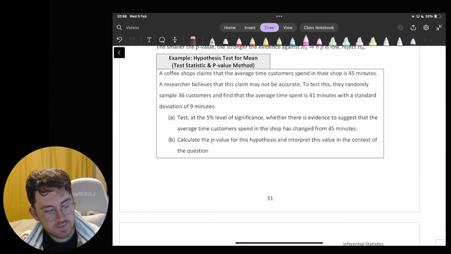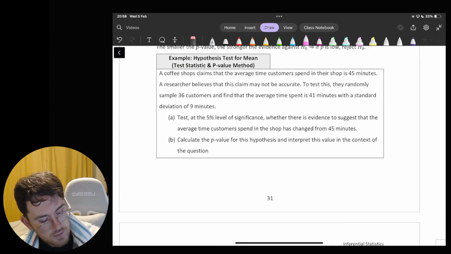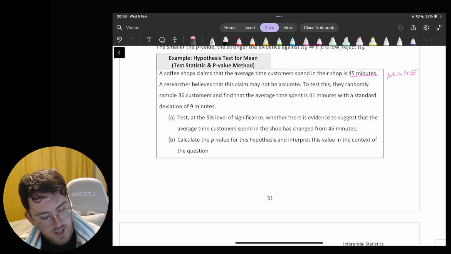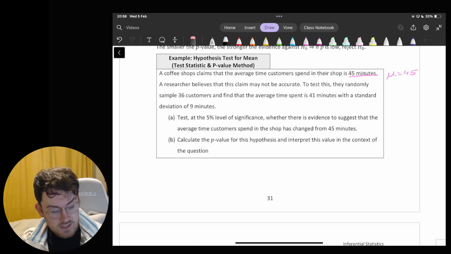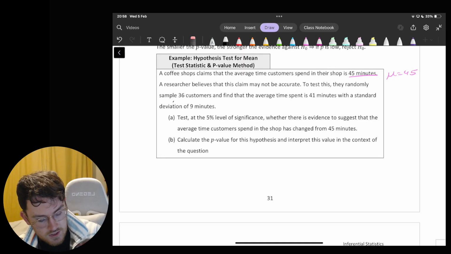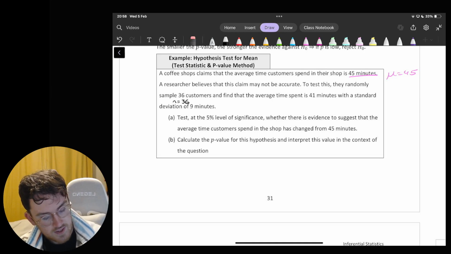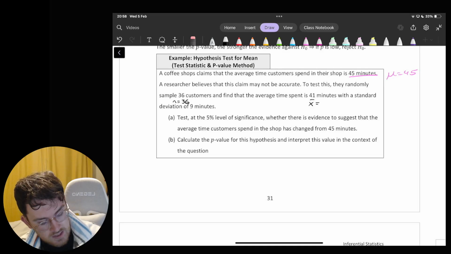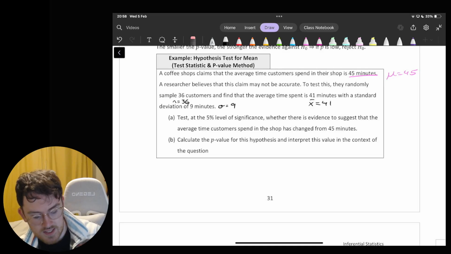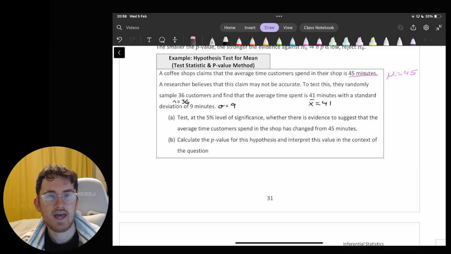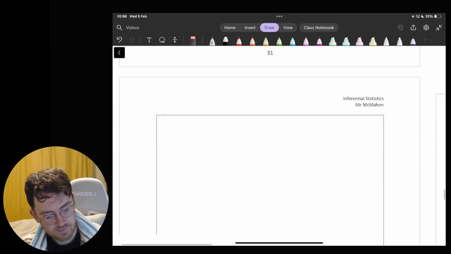A coffee shop claims that the average time customers spend in their shop is 45 minutes. That's a claim for population mean. A researcher believes the claim may not be accurate. To test this, they randomly sample 36 customers, find the average time spent is 41 minutes, and a standard deviation of 9. Okay, so you can see as I'm going there, I'm just filling in different points as I go.